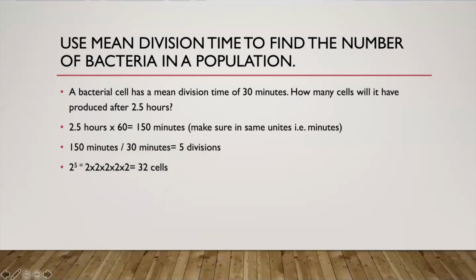So to calculate how many actual cells we have, we do 2 to the power of 5. This is because at each division, for each cell, we have 2 more cells, and that equals 32 cells.